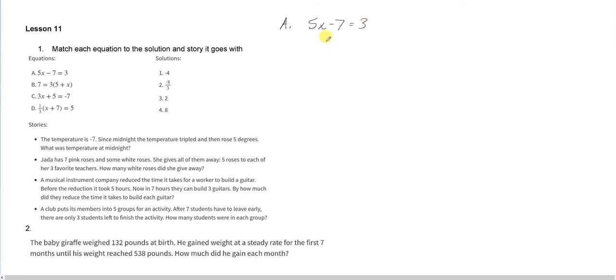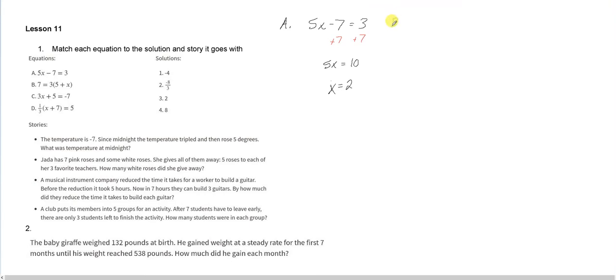So for this particular problem, you want to get rid of that 7. There's no groups to worry about, so you don't have to distribute or divide first. This is just your straight up solving problem. What number times 5 is 10? X is 2. Now it looks like a Y there, but X is 2. And let's move on to the second one.